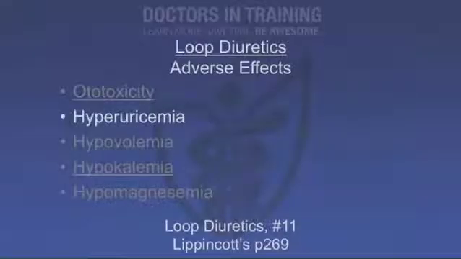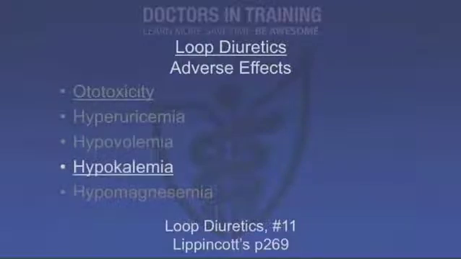Loop diuretics can promote hyperuricemia. They can also promote acute hypovolemia. Kind of makes sense. They can promote hypokalemia. They can also cause hypomagnesemia. Now, that's a lot of hypos and hypers and all that. Basically, they can disturb the electrolyte balance just enough to where you can have some serious cardiac effects, and you may have a little bit worse than that.